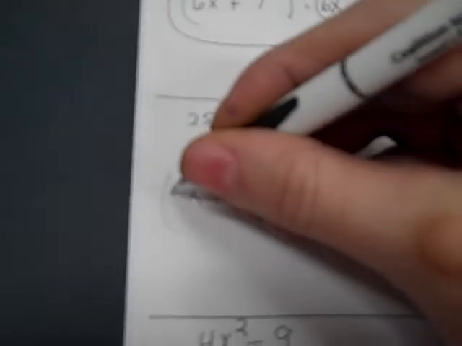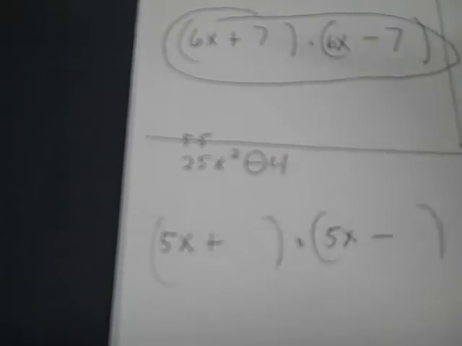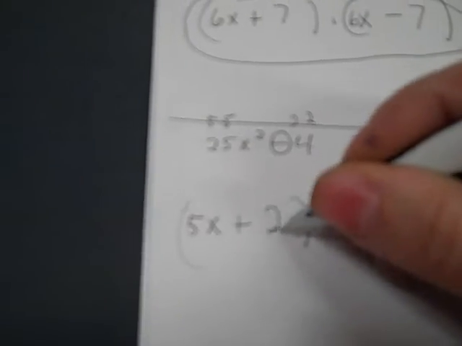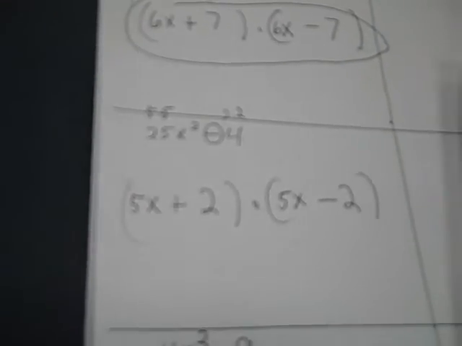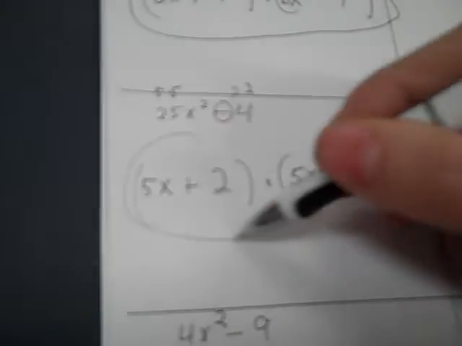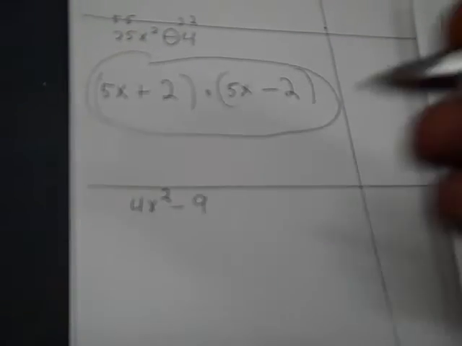25's here, that's 5 times 5. So I'll put 5 times 5. And 4. 4's here, that's 2 times 2. So that's 2 times 2. So this is 5x plus 2 times 5x minus 2. Okay, 4x to the second power minus 9.